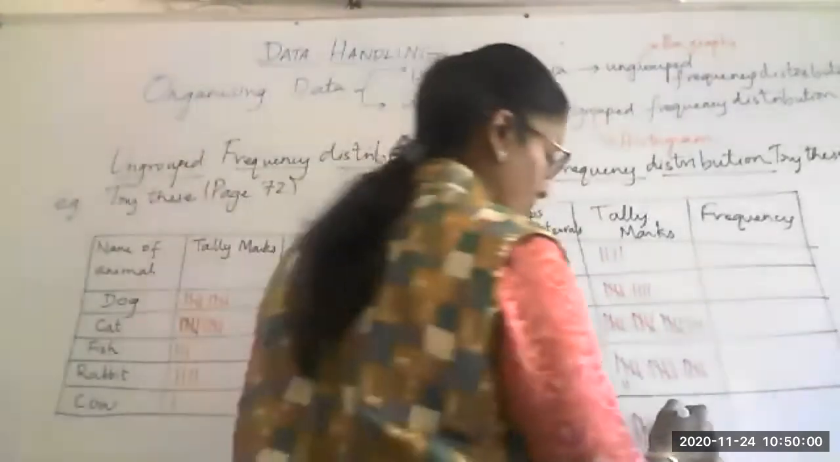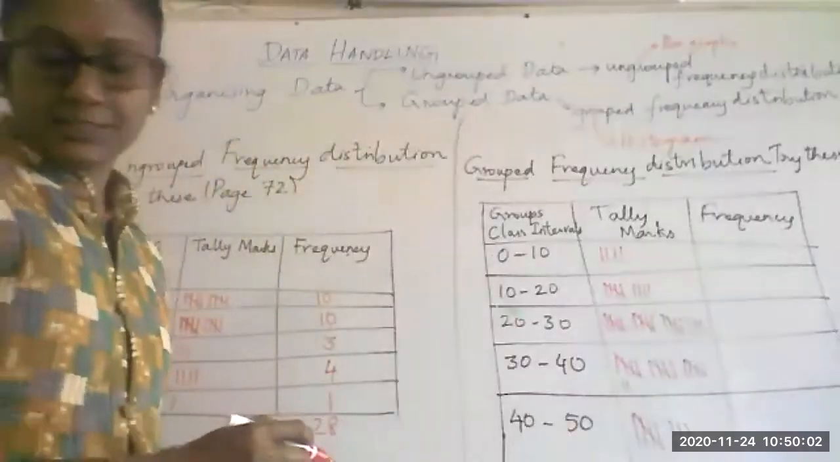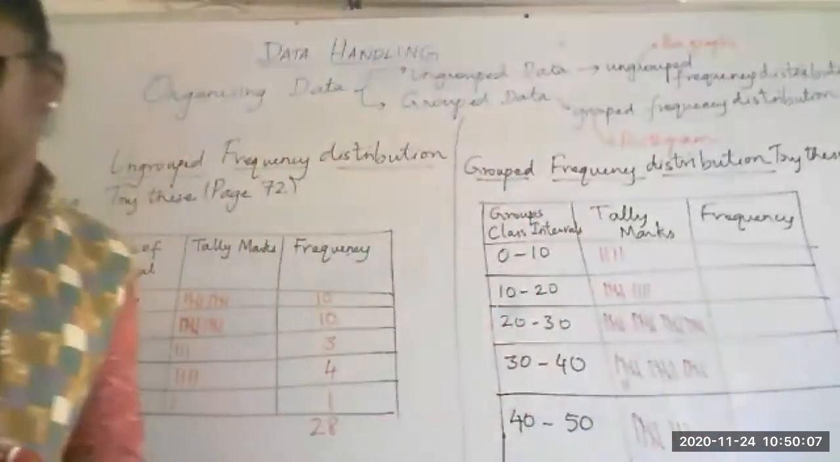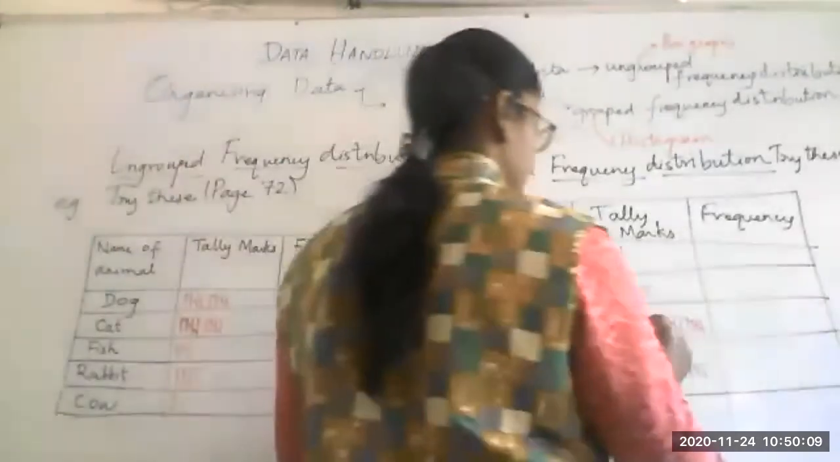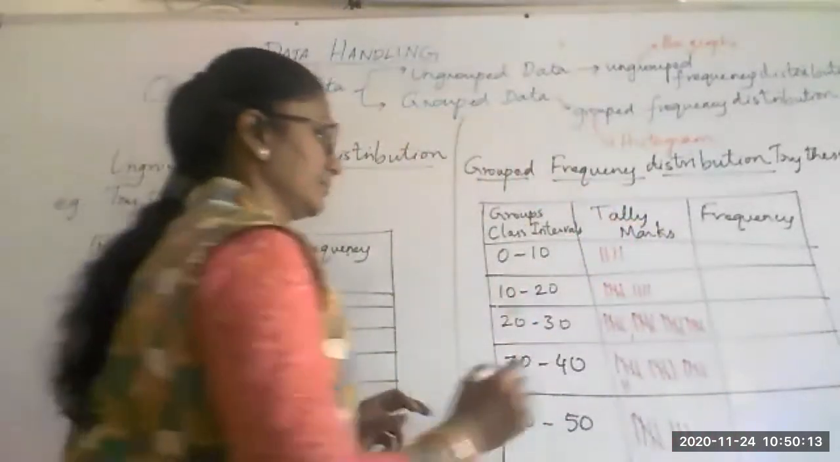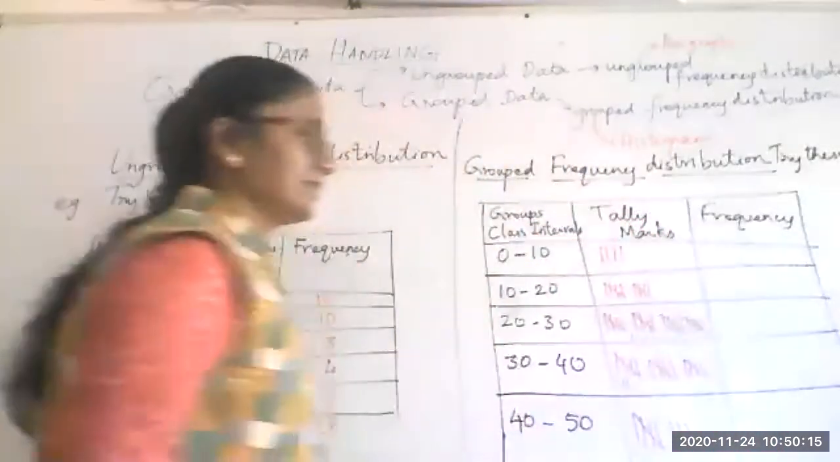47 again. 47 fifth group. 30, third group. 22, third group. Then third group. 17 second group. Second group. So this is how the tally marks is done.